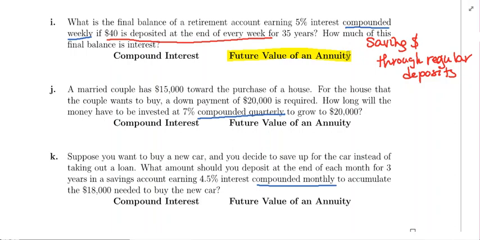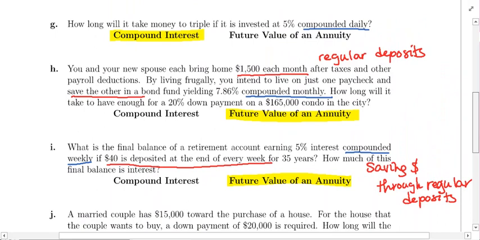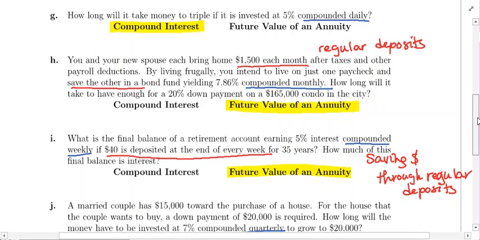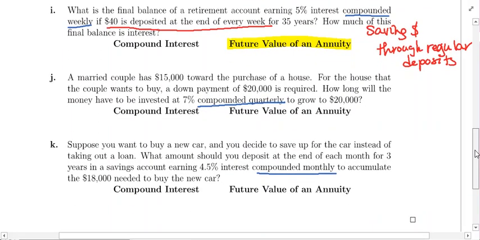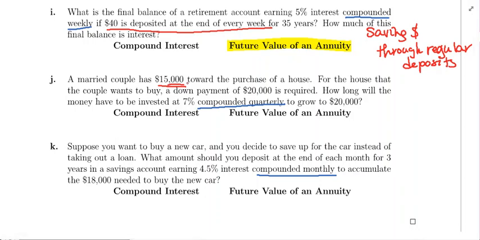Well, we just saw a problem about a down payment on a house back in part H. So in part H, to save for your down payment, you were saving $1,500 every month to come up with your down payment. J is a little bit different. It says that the married couple has $15,000 accumulated already, and then they need to save up $20,000. So they have $5,000 more to accumulate.